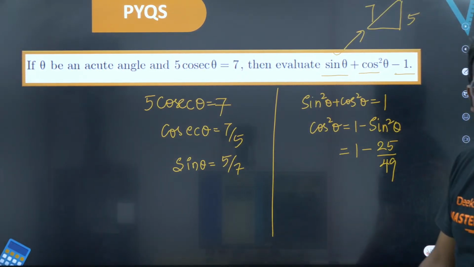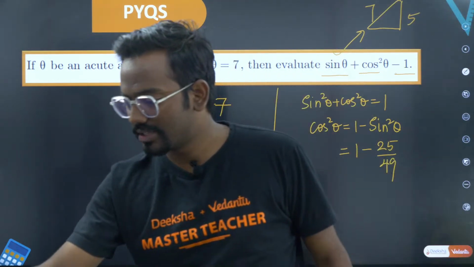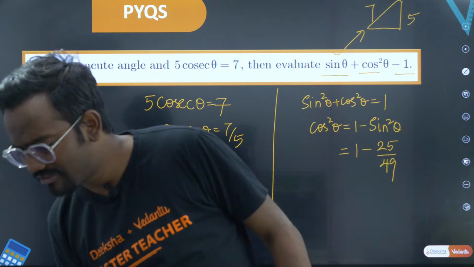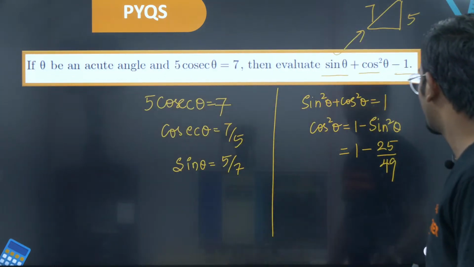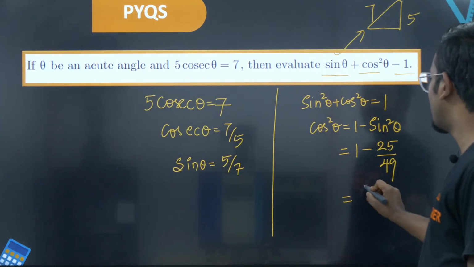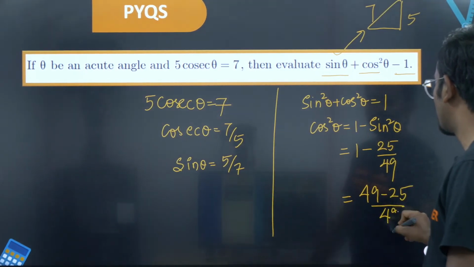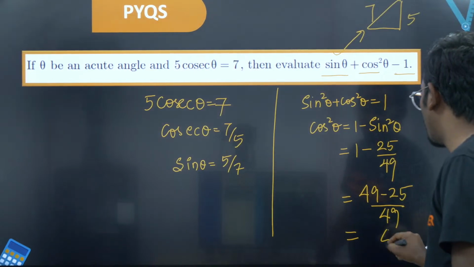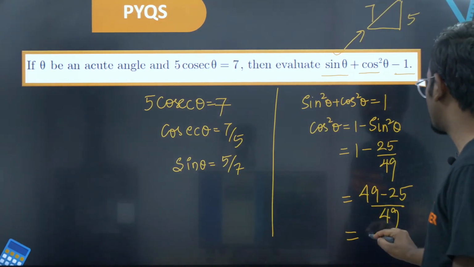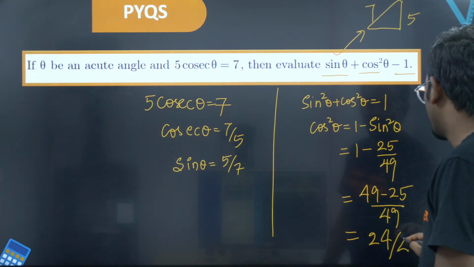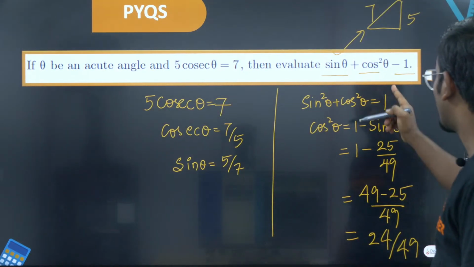Sir, the answer is... okay, I am getting the answer to be half. No, let's see. So this is nothing but 49 minus 25 divided by 49. So 9 minus 5 is 4, and 4 minus 2 is 2. So 24 by 49 is your cos square theta.